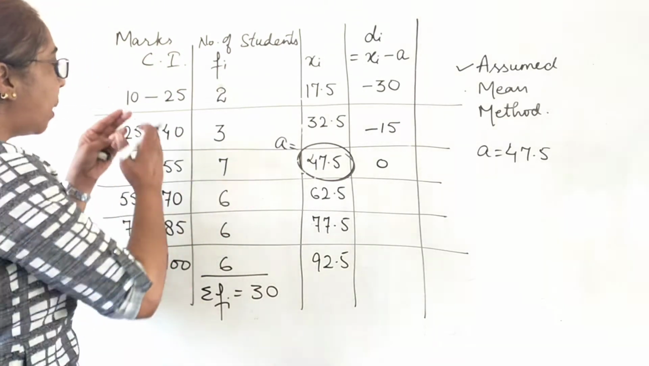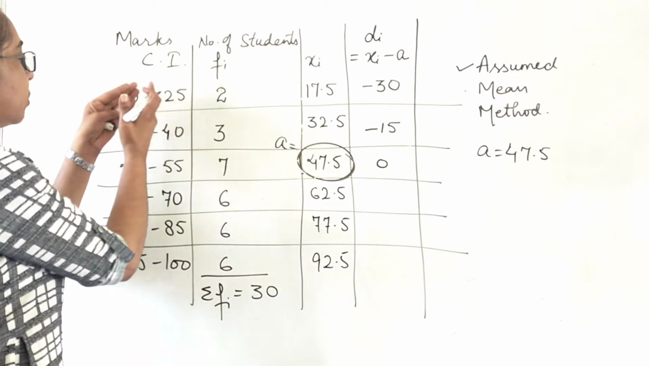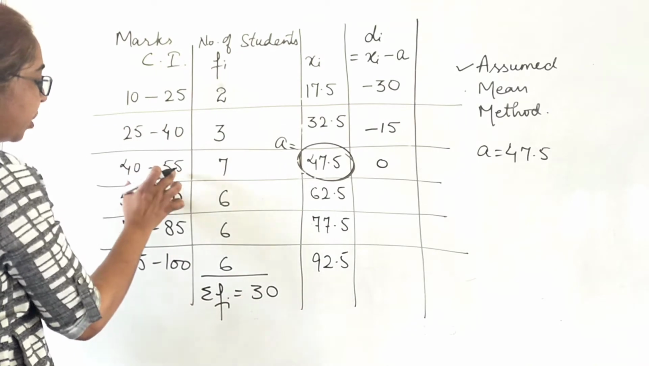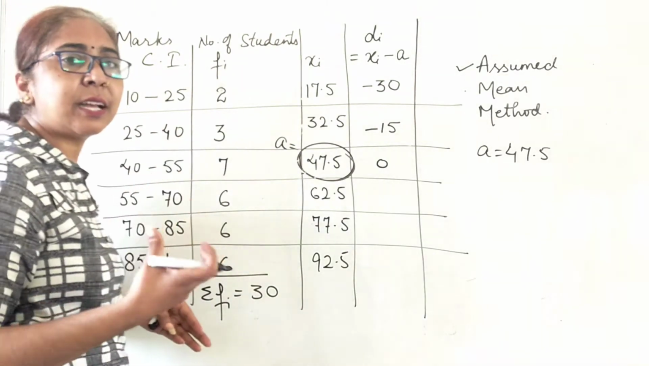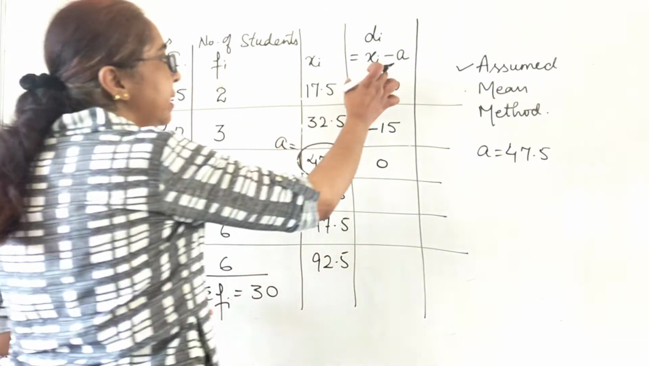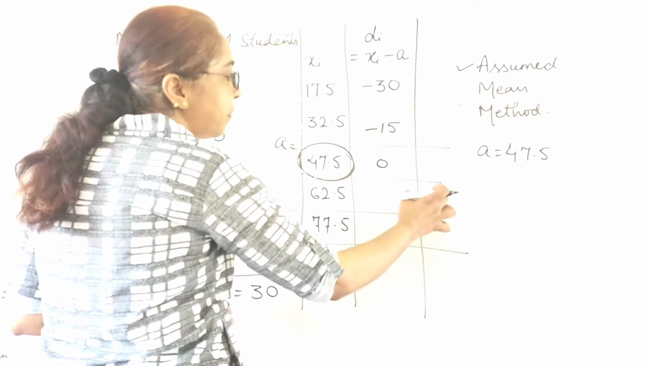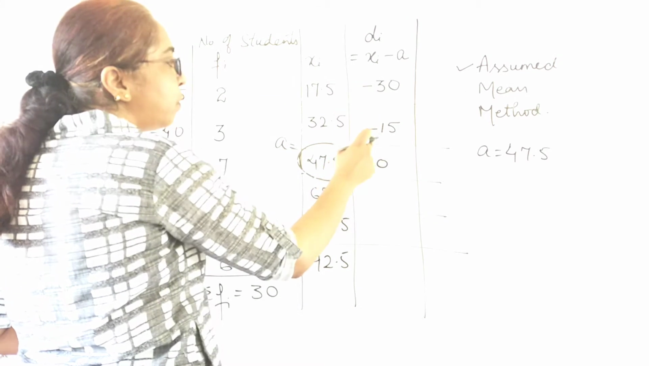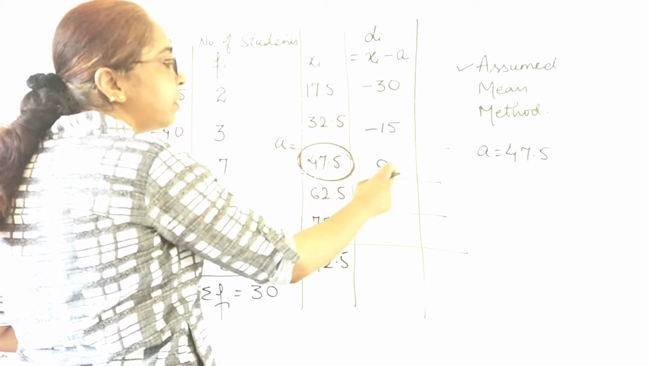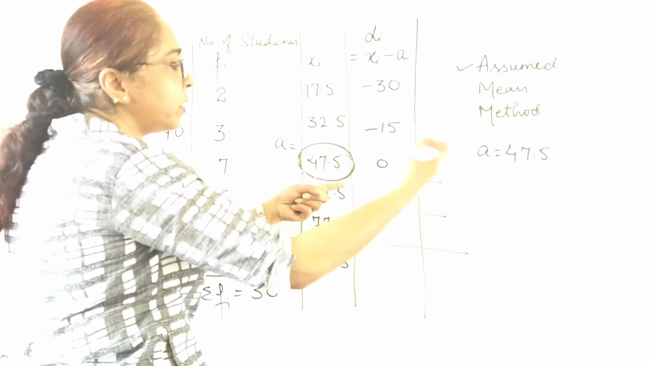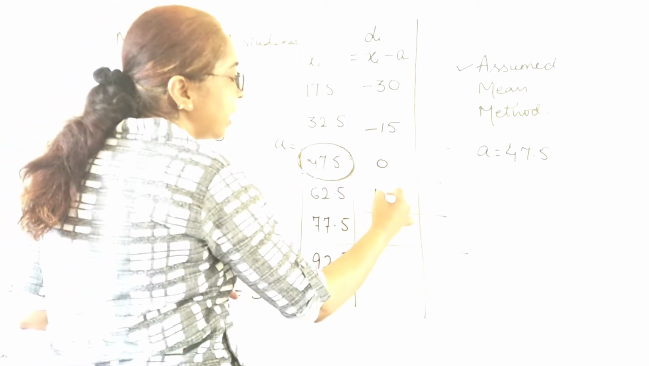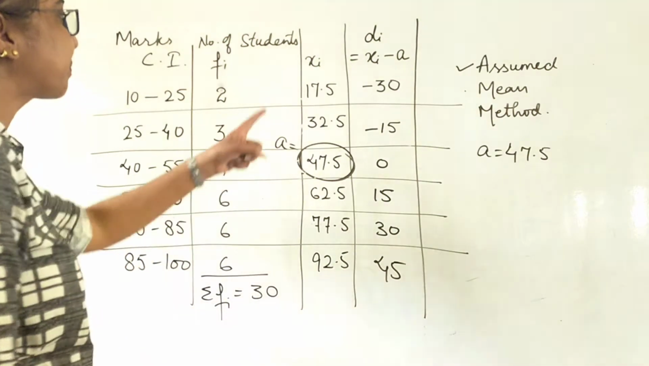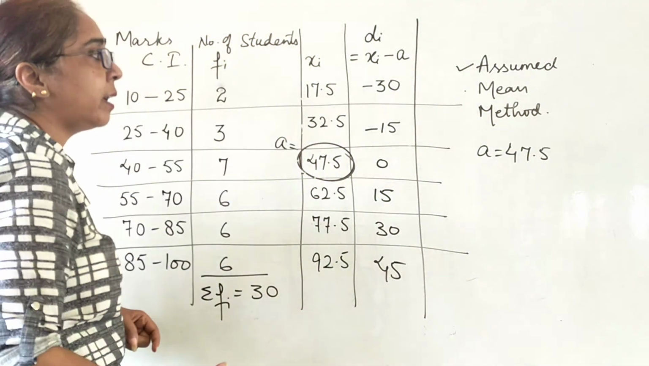Class size is upper limit minus lower limit. So upper limit minus lower limit is 15. That means if you check, in every class the size is the same. That's why the difference in the value of di will also come the same. So here we have observed the difference is 15, the difference is 15. So we can carry on in this way and get the values directly. Okay, so these are our di.